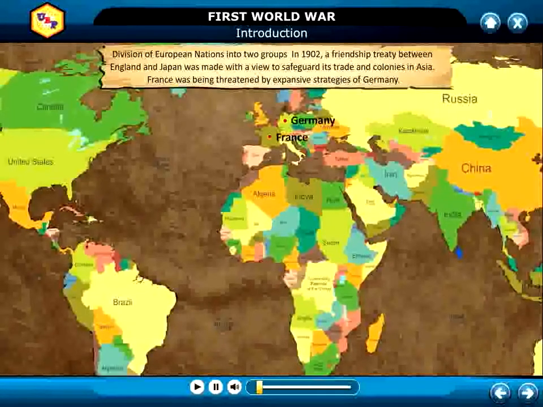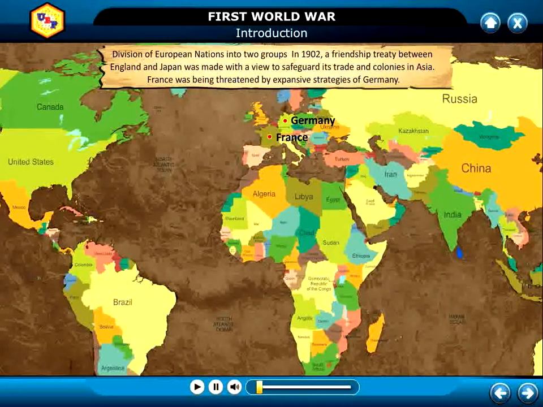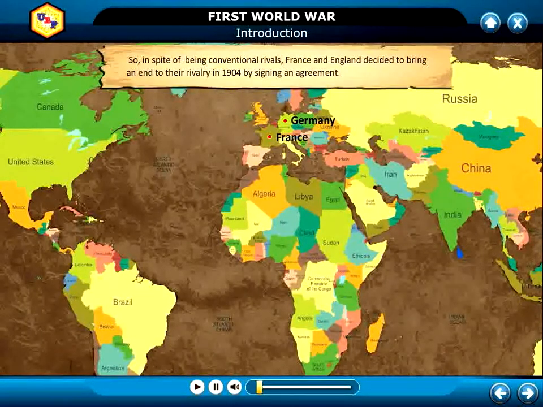Division of European nations into two groups. In 1902, a friendship treaty between England and Japan was made with a view to safeguard its trade and colonies in Asia. France was being threatened by expansive strategies of Germany. So, in spite of being conventional rivals, France and England decided to bring an end to their rivalry in 1904 by signing an agreement.